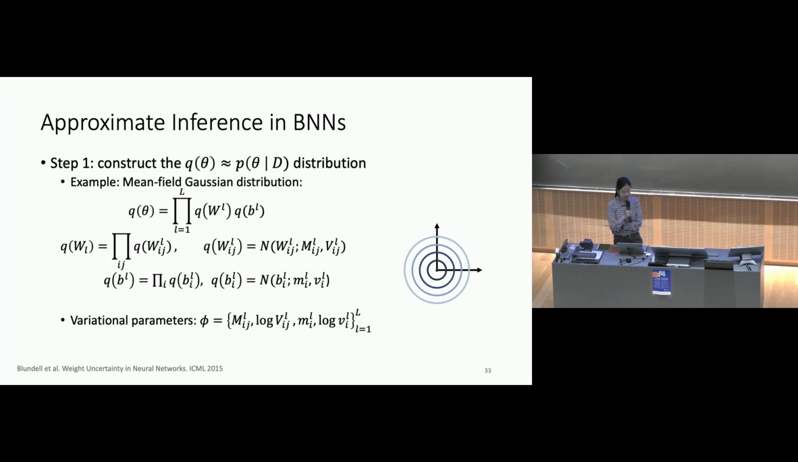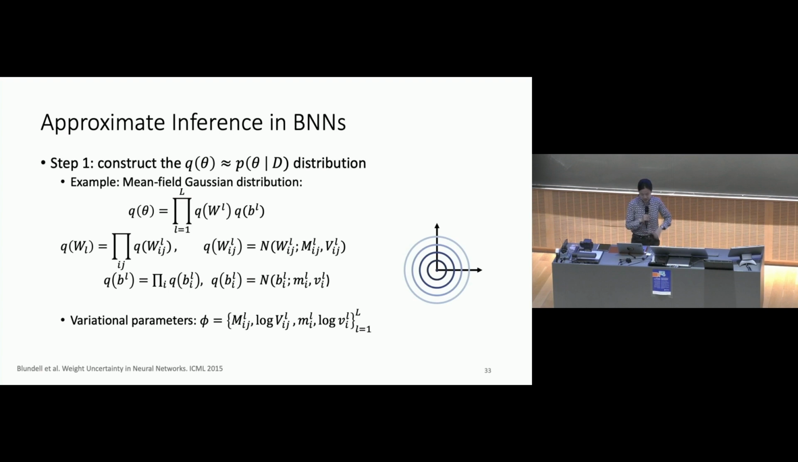So the first example here is called mean-field Gaussian distribution as your Q distribution. The idea here is we are going to ignore all the correlations between the weights within the same layer, or across different layers. So you can see that this factorization over layers means there will be no correlation of your approximate posterior between the layers. And within each layer, we also factorize across the connections, which means there will be no correlations between the connections of your weights within the same layer. Same thing happens for your bias term.